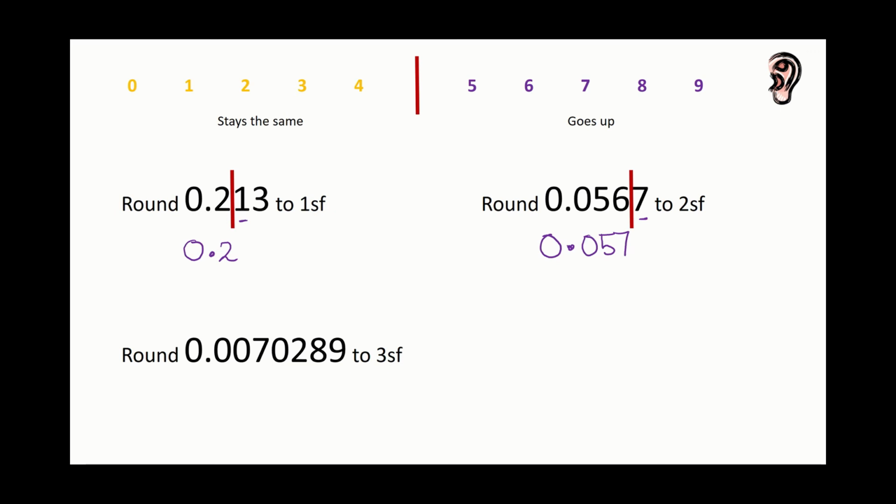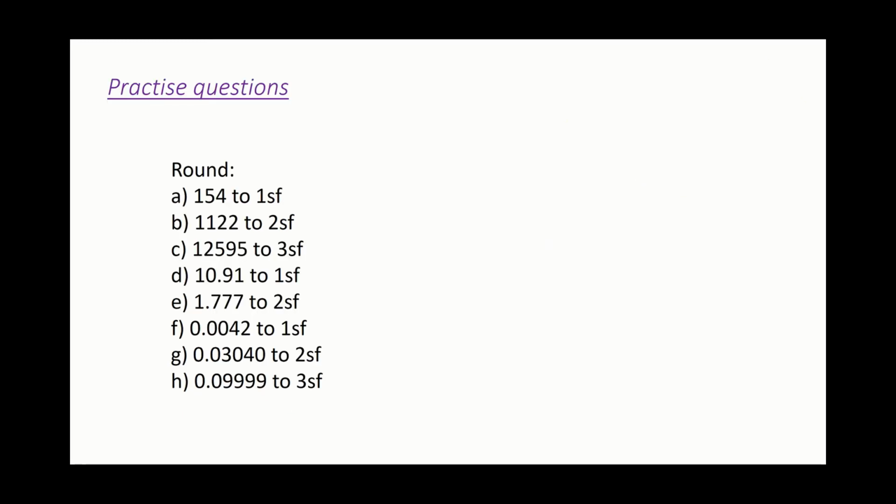To round 0.0070289 to 3 significant figures, we do not include the zeros in front again. However, notice that the 0 in the middle is included. So the first 3 significant figures are 7, 0, and 2. We place the line after the 2. The deciding number is 8. So the answer is 0.00703.